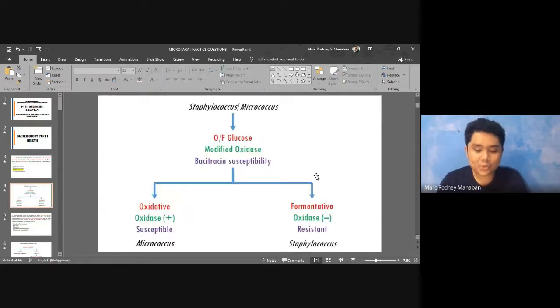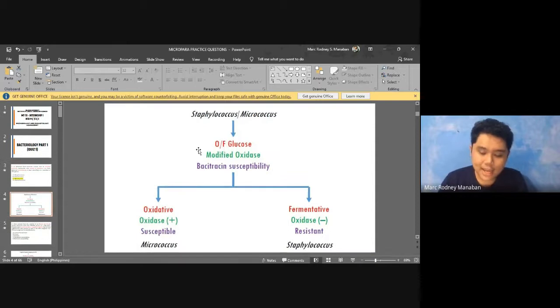This is from our handout in bacte, back in third year. Take note again, Micrococcus is oxidative, oxidase positive, and susceptible to bacitracin. Oxidative means it needs to use glucose in the presence of oxygen. Very good, number one, correct.